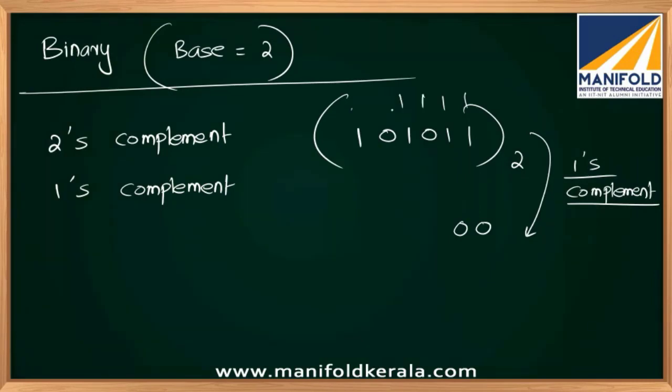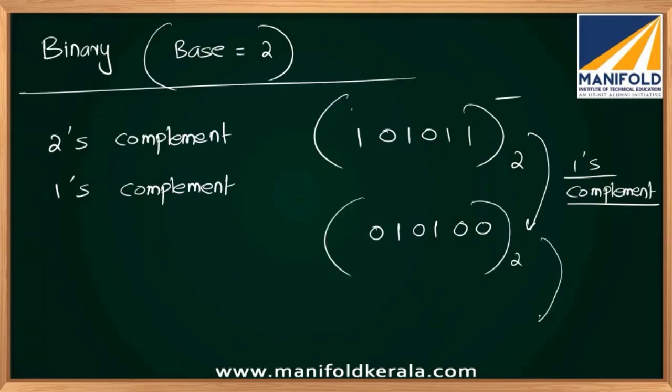You are subtracting this whole number from 1, 1, 1. So basically you are doing this one. Doing this is nothing but taking the complement of each digit, right? So 0, 0. And what is the complement of this digit? 0. This digit? 1. What is the complement of this digit? It is 0. And this digit? It is 1. And this digit? 0. So this is the 1's complement, right?